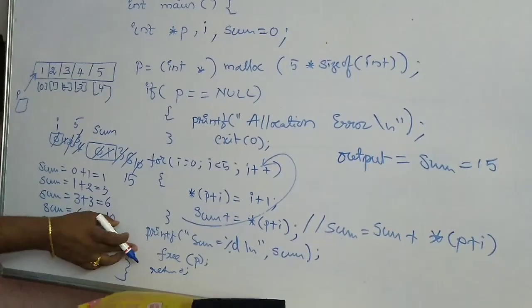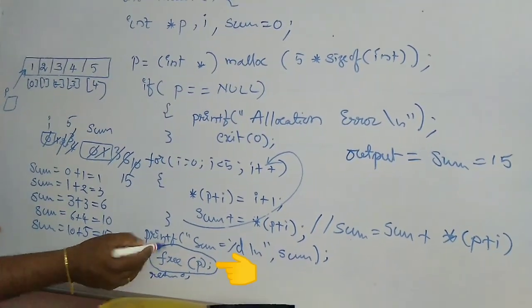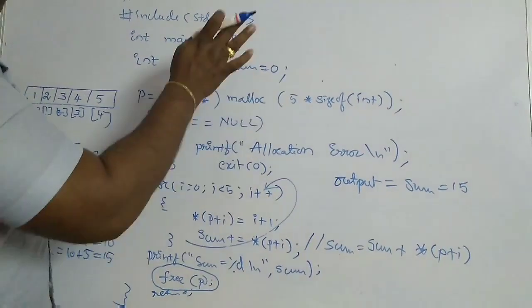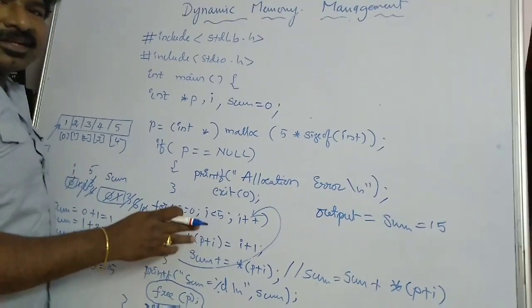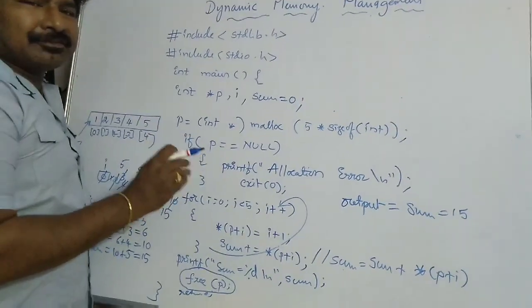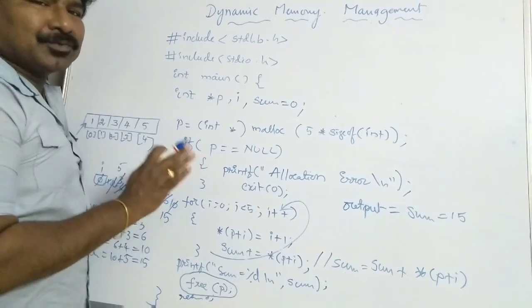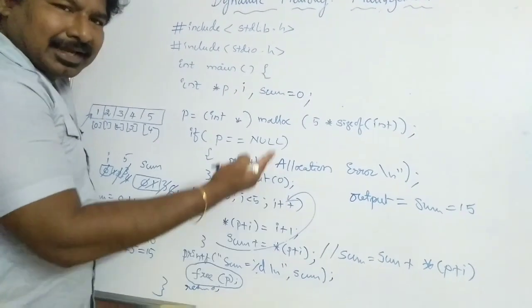Sum equals 15. And look here, friends, this is another important statement in my program, that is free(p). I have already told you that there are four predefined functions in dynamic memory allocation: malloc, calloc, realloc and free. The fourth one, the free function, is used to deallocate the memory given for the array.